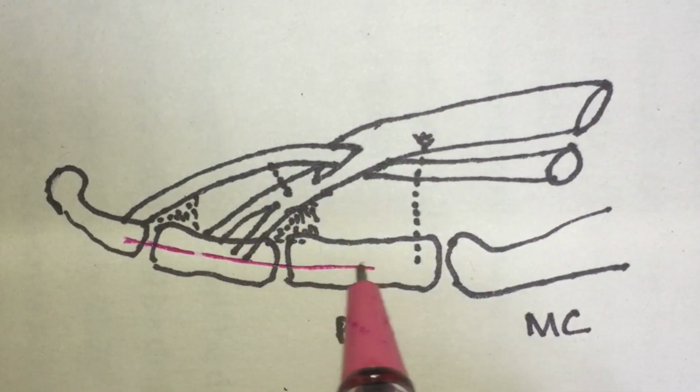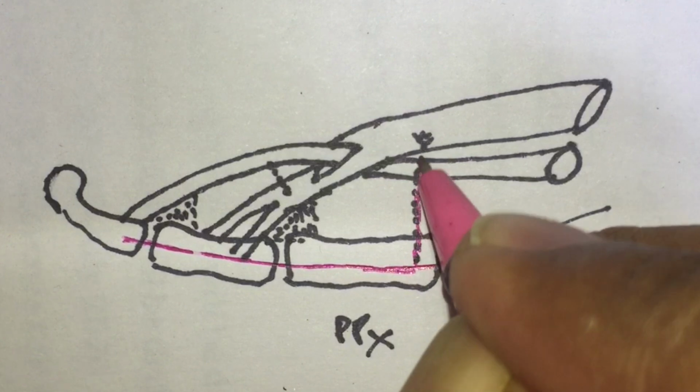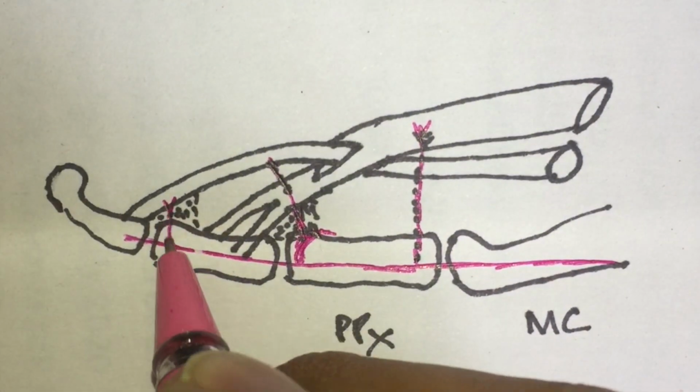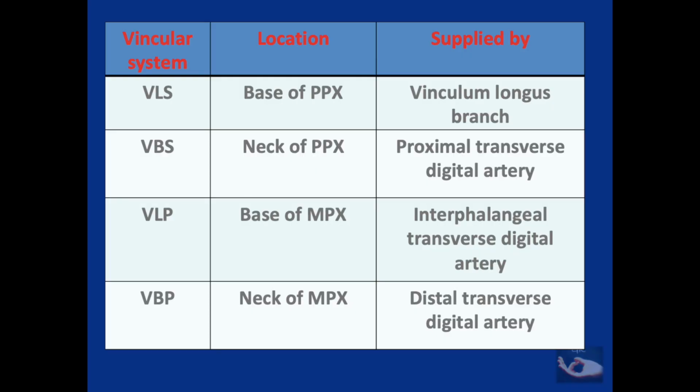The source of blood supply to the vincular system are the branches from the digital artery and the communication between the digital arteries. So you will note that the vinculum longus are present at the base of the proximal phalanx and the base of the middle phalanx respectively, and the vinculum brevis are present at the neck of the proximal phalanx and neck of the middle phalanx respectively.